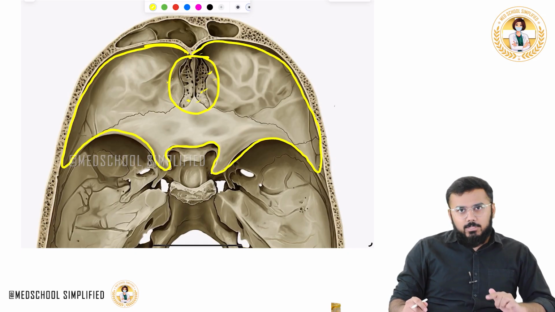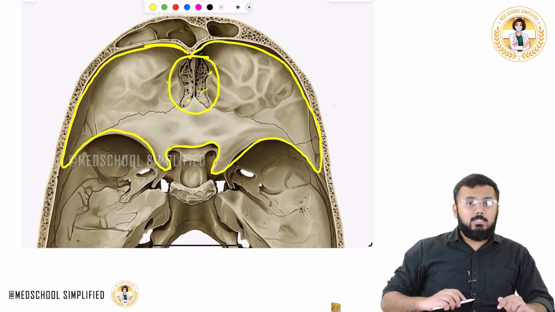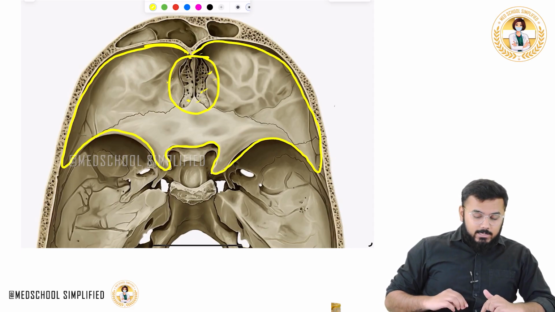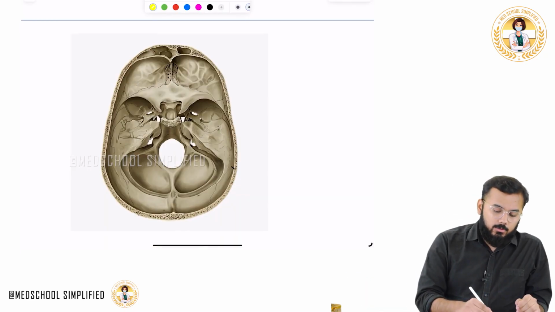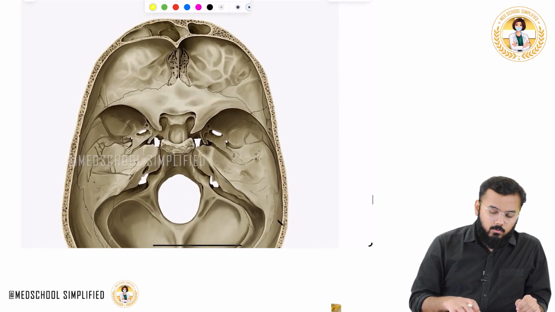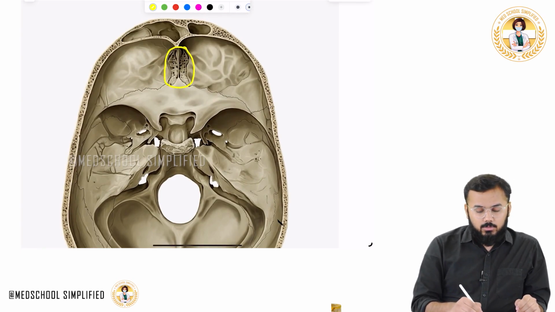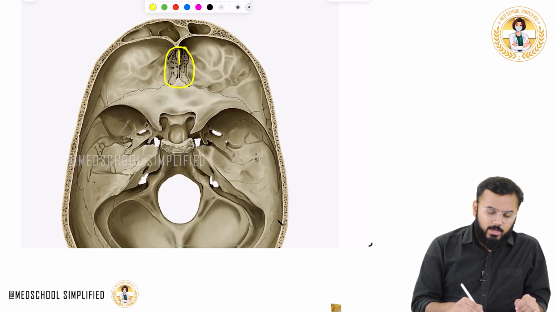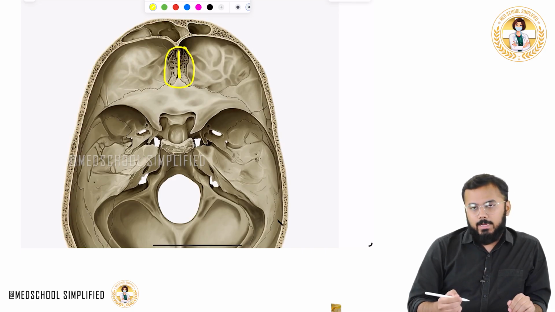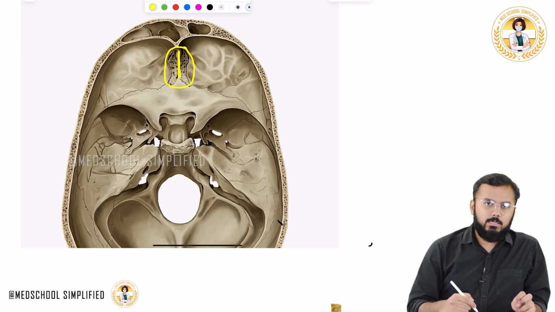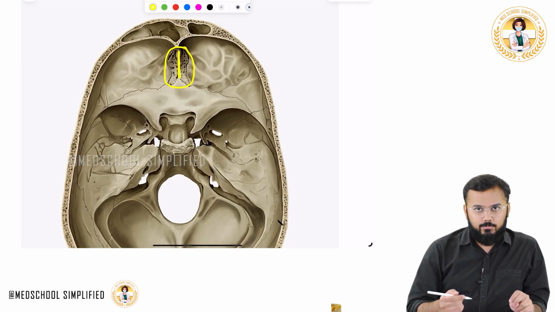If this cribriform plate is fractured, through this cribriform plate what structures are coming out? You can very clearly see that the olfactory nerves are coming out, right? This is what I was telling you, that this center part, whatever you can see over here, is called your cribriform plate, right? So basically it is your ethmoid bone. In the center of the ethmoid bone you have this longitudinal ridge like thing. This is called crista galli. On either side of crista galli you have these two plates, where there are multiple foramens on the plates. These two plates are called cribriform plates, right?